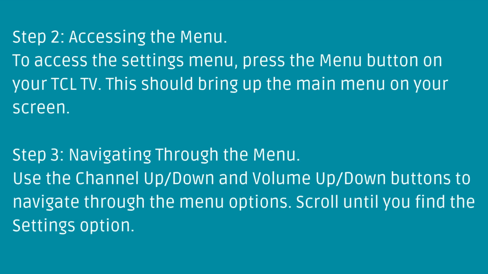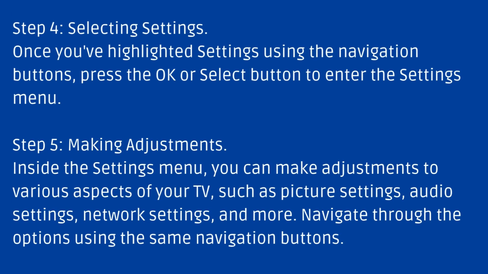Step 3. Navigating through the menu. Use the Channel Up-Down and Volume Up-Down buttons to navigate through the menu options. Scroll until you find the Settings option. Step 4. Selecting Settings. Once you've highlighted Settings using the navigation buttons, press the OK or Select button to enter the Settings menu.